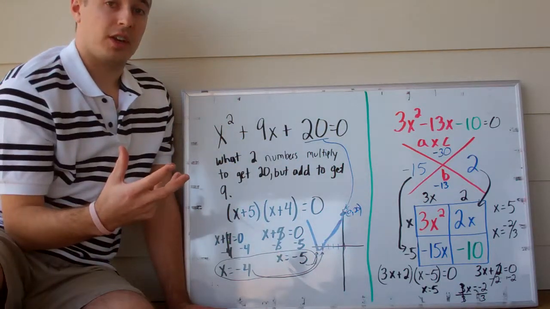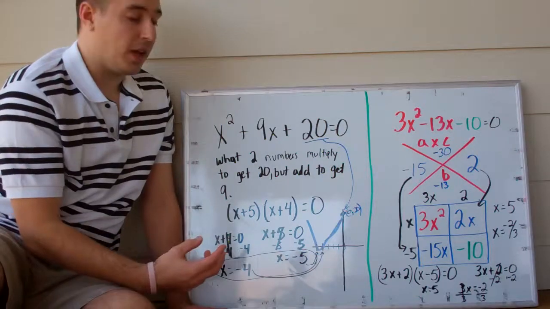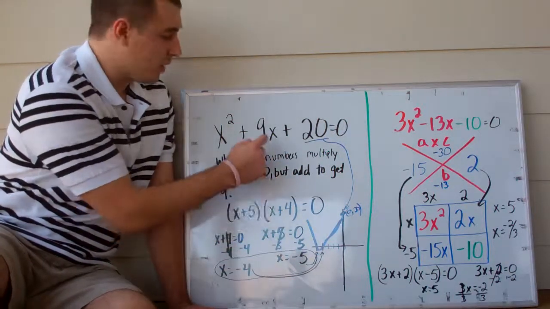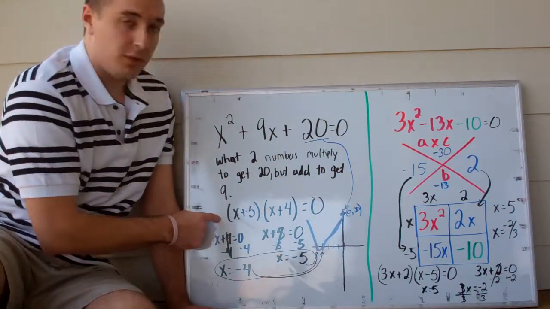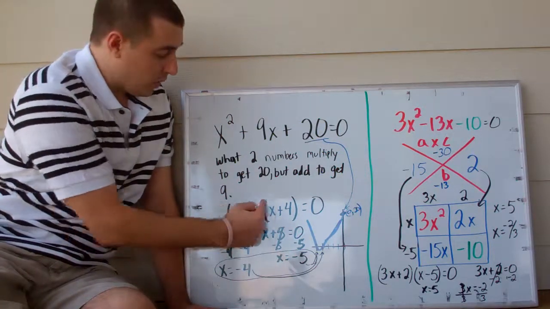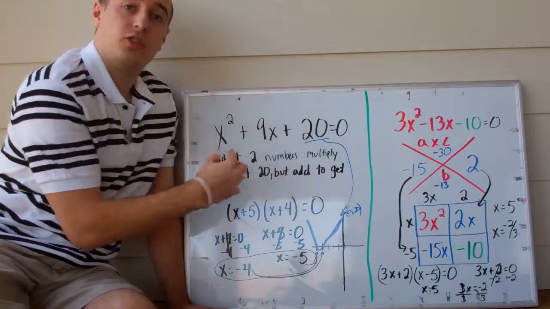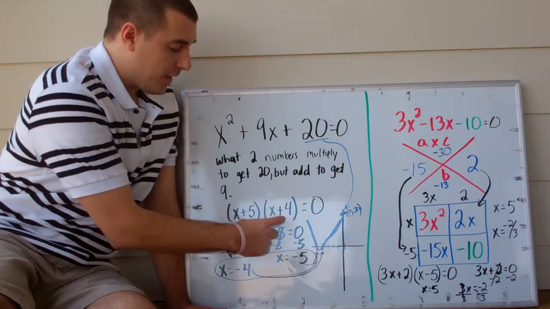So we think about it for a second. We know that 5 and 4, when we multiply, get 20, but when you add them together, you get 9. So our factored form would be x plus 5 and x plus 4. We can multiply it or FOIL it back out and get this again to know we're right. So remember, that's the factored form.